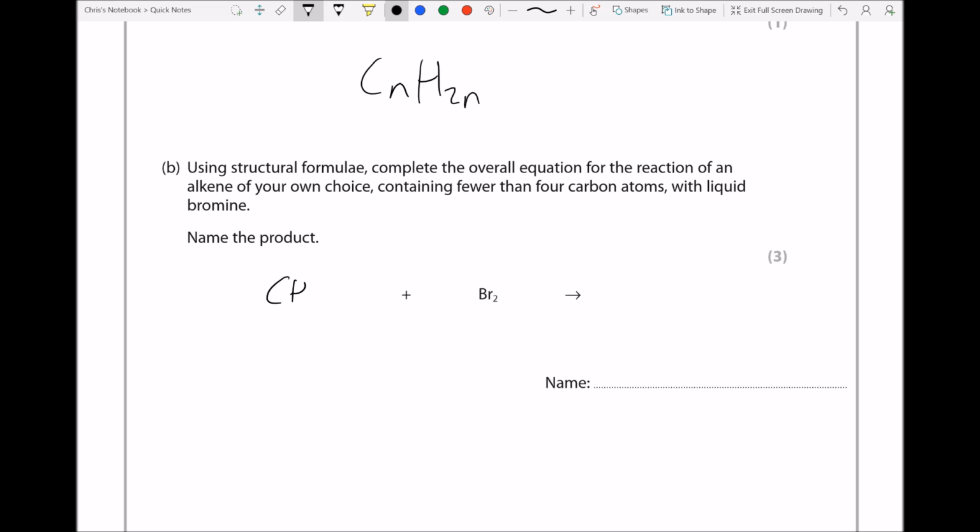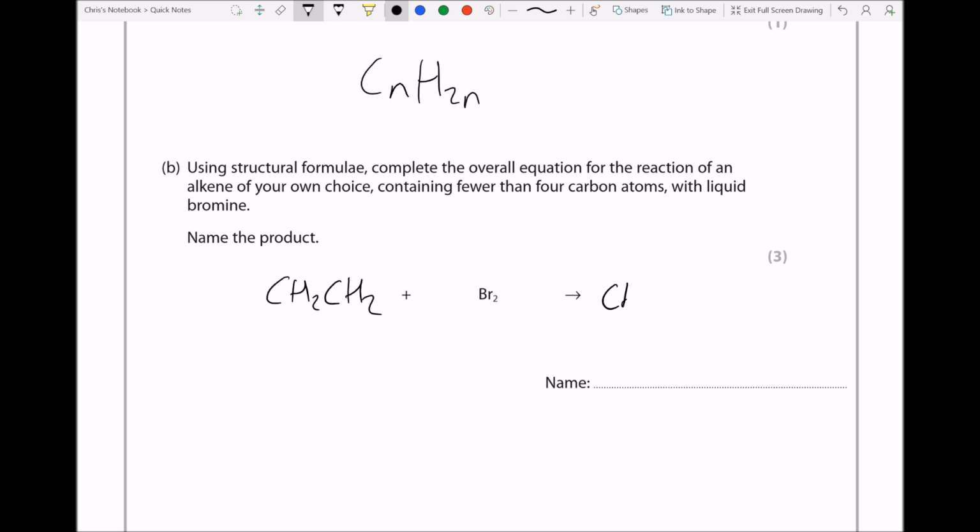But ethene's pretty standard. So let's go for CH2=CH2. It must be structural. So you can't put C2H4. You can't draw it displayed with all the bonds. It must be structural. They're very, very strict on that. And because you're adding liquid bromine, it's not bromine water, so it's bromine liquid, you're going to get both bromines adding across that double bond, you're going to get a dibromo compound.